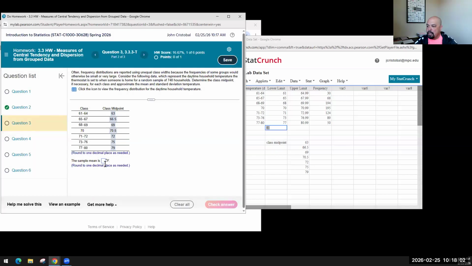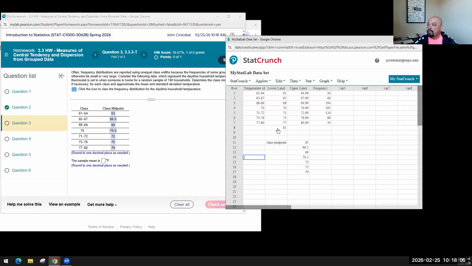All right. So the next part, the sample means. Now, this part is kind of interesting. Now we want to calculate a sample mean. I'm going to clear out some of these values I put in here just so it doesn't get in the way of our calculations later.